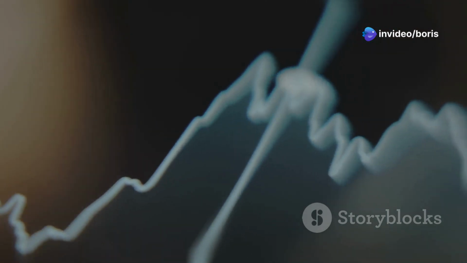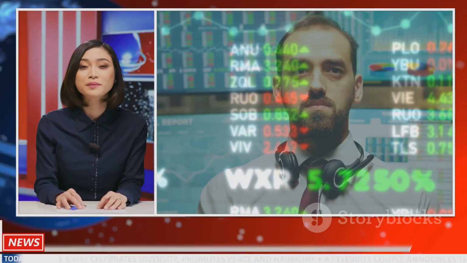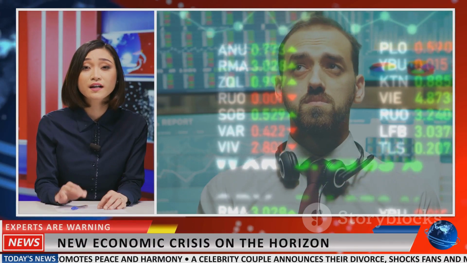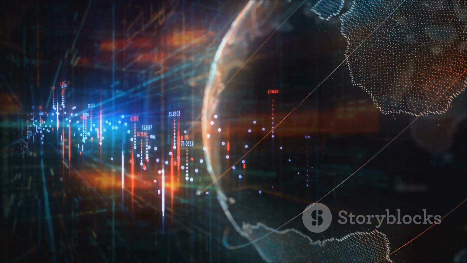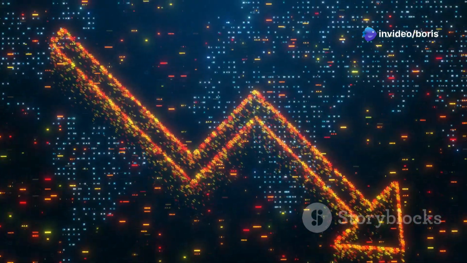Stock markets worldwide saw significant volatility. The uncertainty of the trade war caused global markets to fluctuate, with investors reacting to news from both sides. While some industries benefited from the tariffs, others saw sharp declines, especially in tech and agriculture.